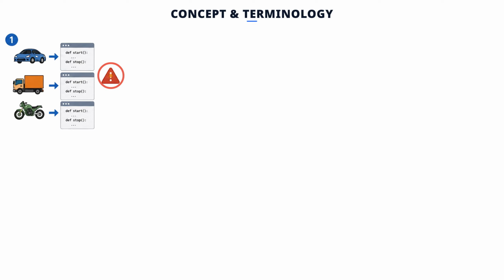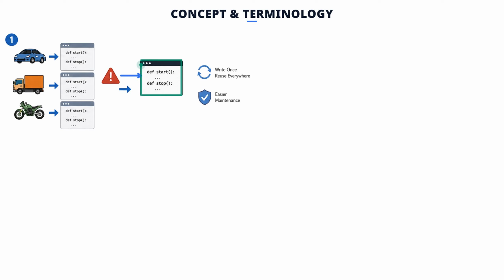If the logic for starting ever needs to change, you'd have to track down and update it in every location manually. Inheritance completely solves this by allowing us to write the shared code once in a central location. Then, all those related classes just access it automatically.